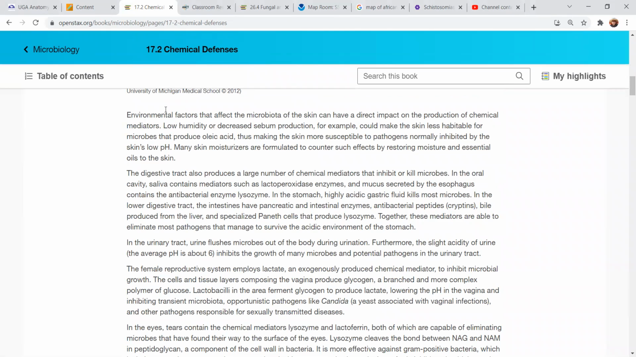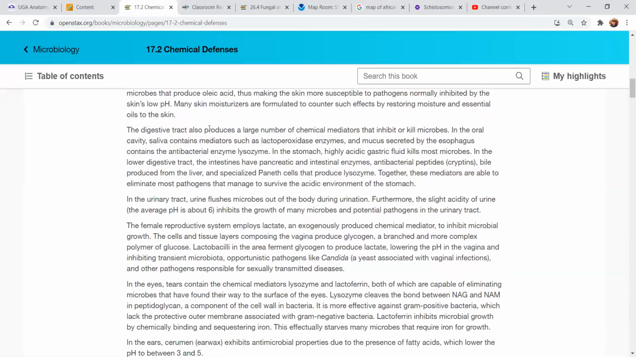Low humidity and decreased sebum make the skin less habitable for those microbes that do produce oleic acid, which can make the skin more susceptible to pathogens. So, it's important that our skin doesn't dry out. We don't want to take away too much oil because that is helping to prevent some bacterial infection.